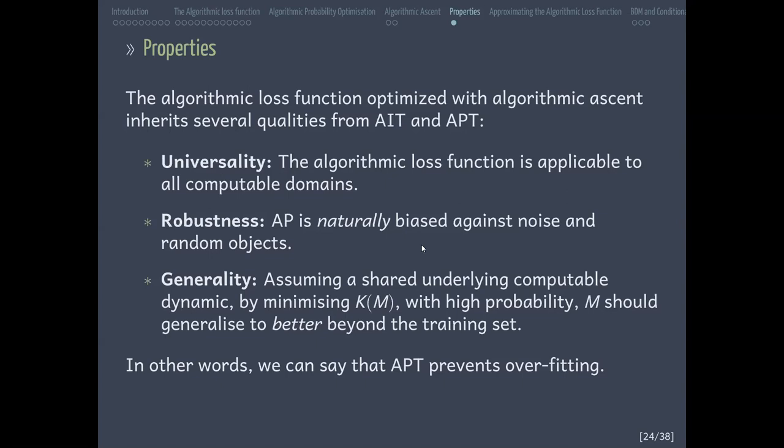Also, we're going to have robustness. We know that algorithmic probability is naturally biased against noise and random objects. If we follow algorithmic ascent, the first models that we're going to find that meet our requirements with high probability are not going to fit towards random noise of the training set. And as a consequence of robustness, we're going to have generality. Assuming that the objects we are analyzing have an underlying computable dynamic, by minimizing the complexity of the model, with high probability, the resulting model is going to generalize beyond the training set. In other words, we can say that algorithmic probability theory is going to prevent overfitting.